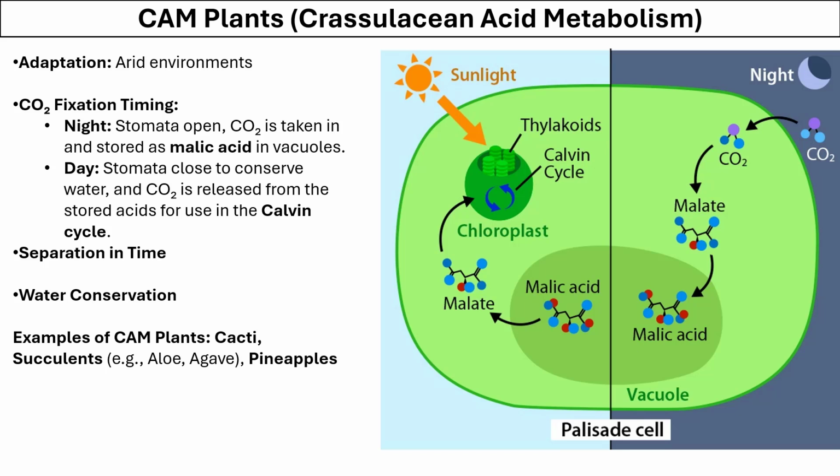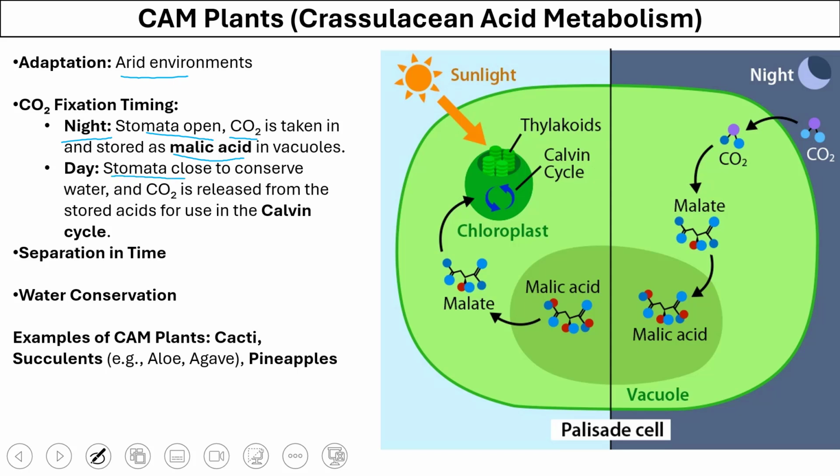Another kind of adaptation is the CAM plants or the crassulacean acid metabolism. This adaptation is also related to the arid environment. So in these plants, half of the mechanism happens during night and half happens during day. So what these plants do is at night they open their stomata and they take up carbon dioxide, which is stored in the form of malic acid in the vacuoles.